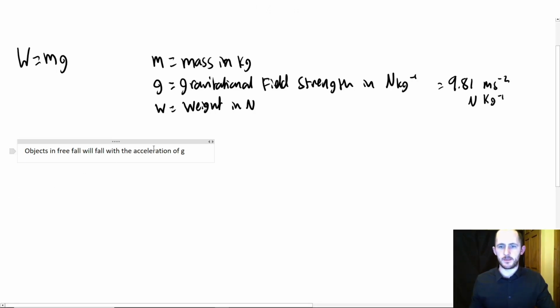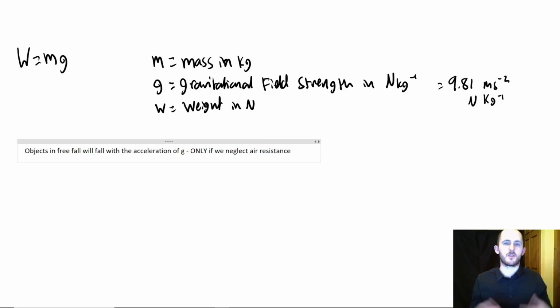So this is something you need to keep in mind whenever you're doing free fall or talking about terminal velocity. It's also important to note that this is only if we neglect air resistance, okay? Because of course air resistance messes things up. Now this also means that in space, where g is practically zero, you don't have any weight at all.